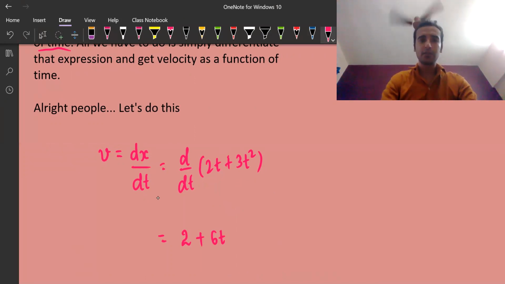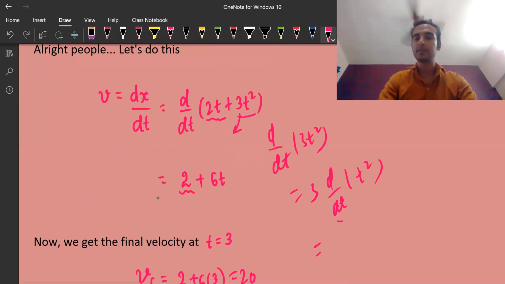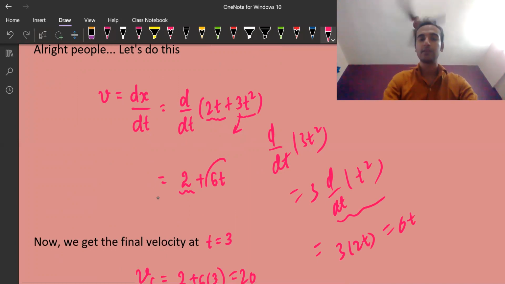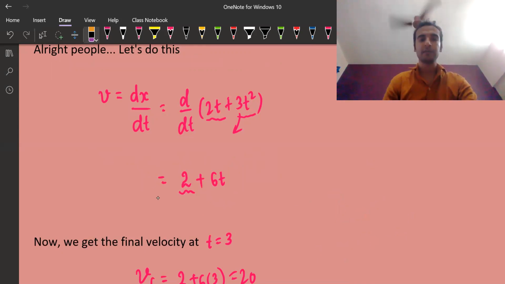Okay. So for 2t, the first term, differentiation becomes 2. In the second term, there is 3t^2. 3 is a constant, it gets out. d/dt of t^2 stays inside. So 3 gets out, it's a constant, and t^2 remains inside. So this becomes 2t. So 3 into 2t, we have 6t. So that's what's written here. Yes. So we have obtained our velocity as a function of time, which is equal to 2 + 6t.